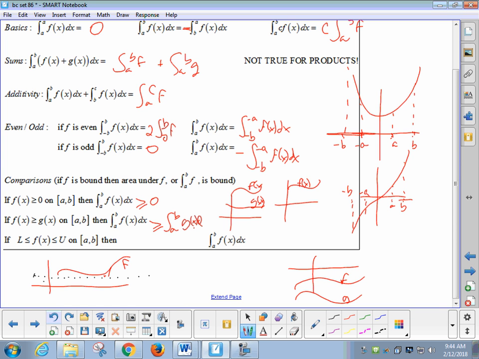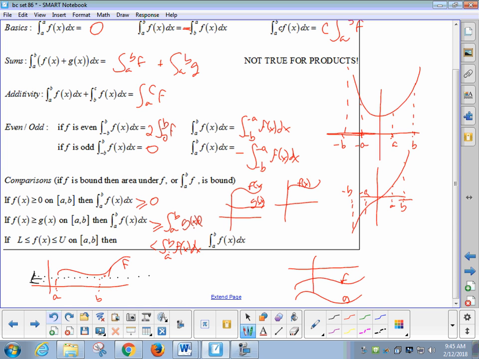Okay, L is some lower bound. L stands for lower bound. If you were to look at a region from A to B, how would the area under F relate to the area under L? Greater. The integral of F from A to B must be greater than the area under L.